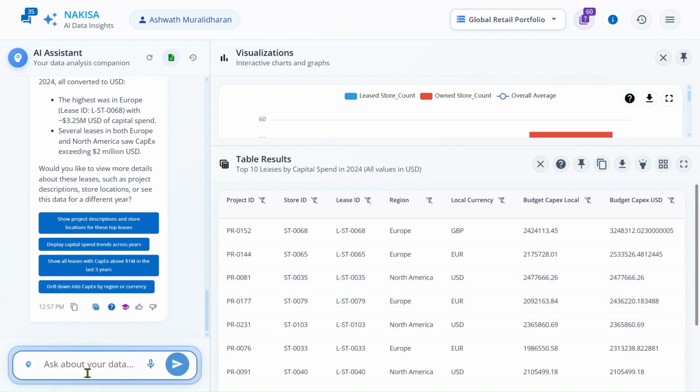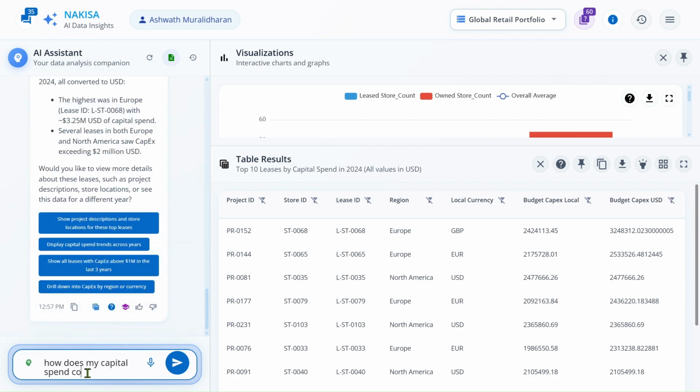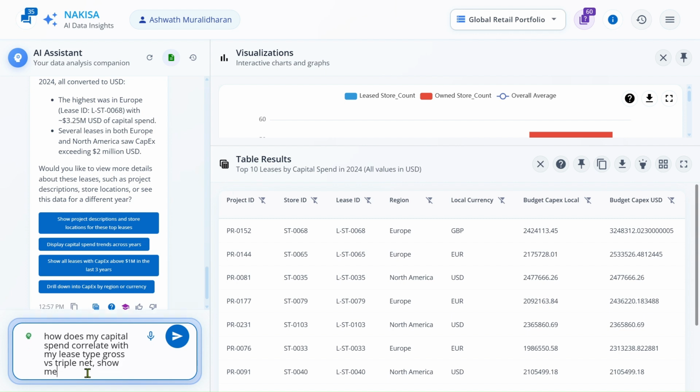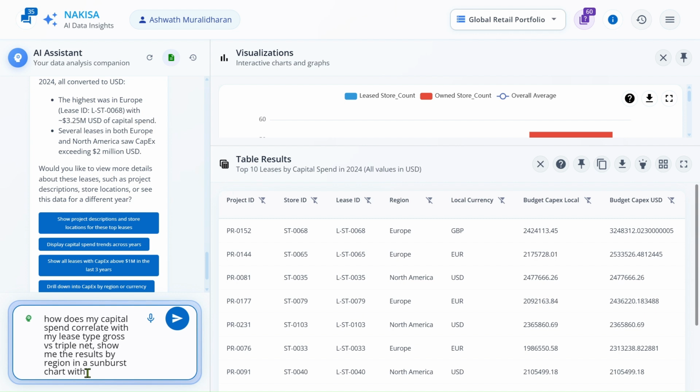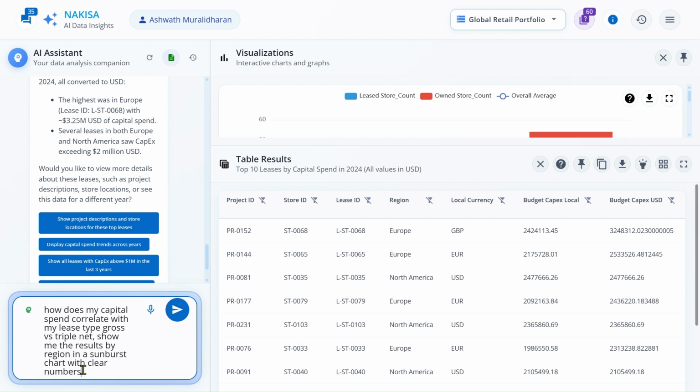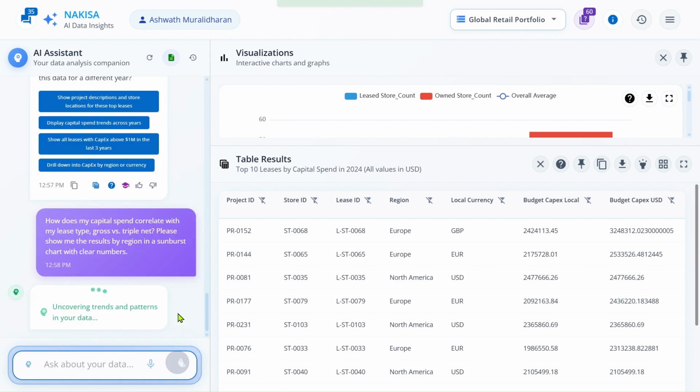Now, if I want to understand how does my capital spend correlate with my lease type, gross versus triple net, show me the results by region in a sunburst chart with clear numbers. So you'll see here I'm getting super specific. What I'm also trying to do here is fix grammar and language based on my question, and let's see what shows up. And while this computes, let's take a quick look here at some of the features.